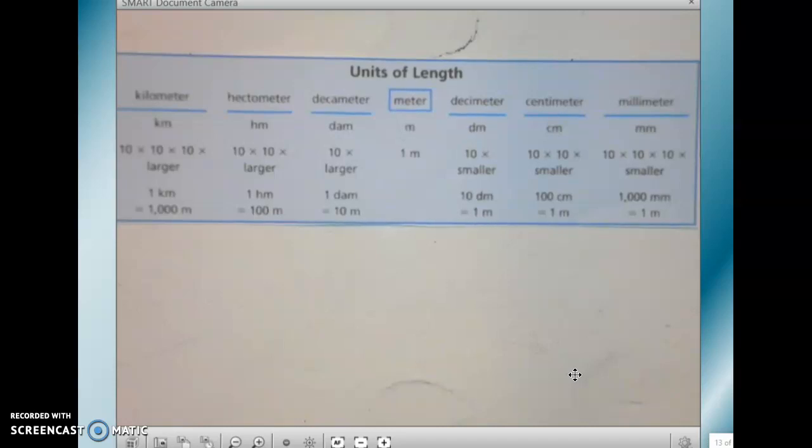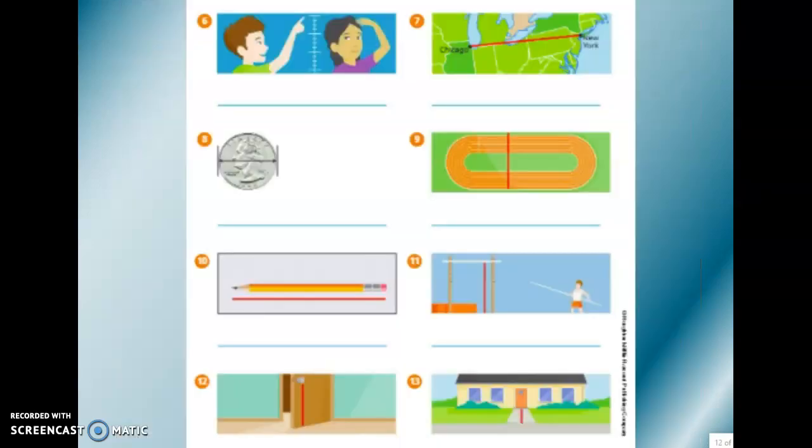Need bigger? Okay, how about hectometers? 100 meter sticks laid end to end. Would that even get you out of your neighborhood? Probably not. I think we need to measure in kilometers to see how many kilometers it would be from Chicago to New York City. How about a quarter?